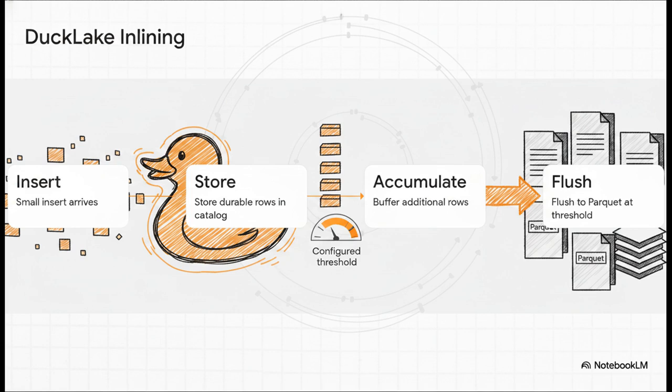Actually, scratch that. It doesn't even try to. Instead, it temporarily stores those durable rows straight into the relational catalog. It uses the catalog as a buffer, accumulating those rows, and only when it hits a specific configured threshold does it flush everything into a properly sized, optimized Parquet file.